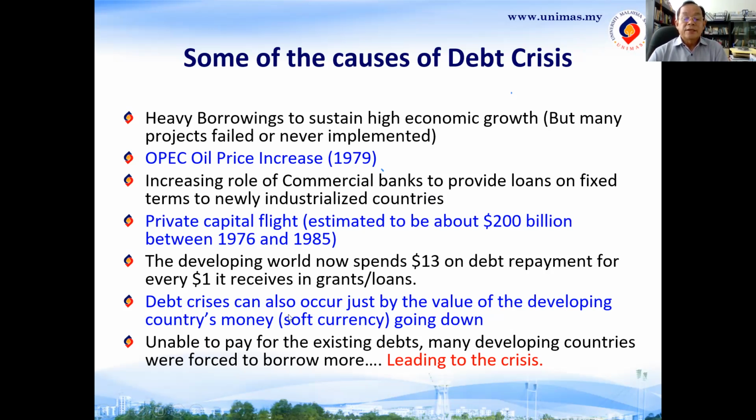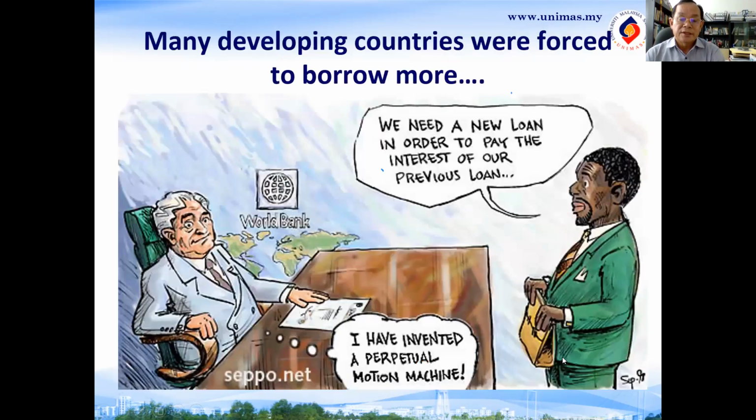And the debt crisis can also occur just from the value of the developing countries' own currency, that alone can cause problems, where the value of the currency has changed. So unable to pay for existing debts, many developing countries were forced to borrow more, and that is what leads to the debt crisis.